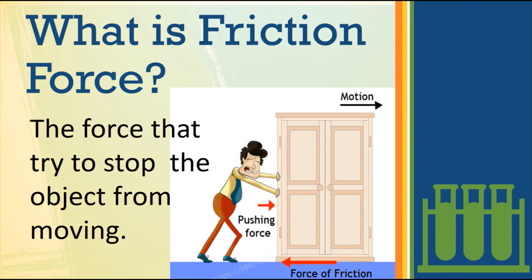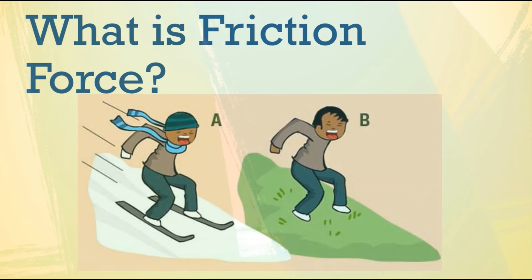So what is friction force? The force that tries to stop the object from moving. So all the things that move have friction force applied. Here in this picture, which one do you think will go down quickly? A or B? Correct answer is A, right? Because of the ski and the surface is smooth because of snow.